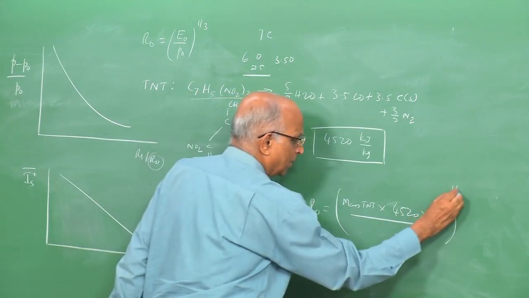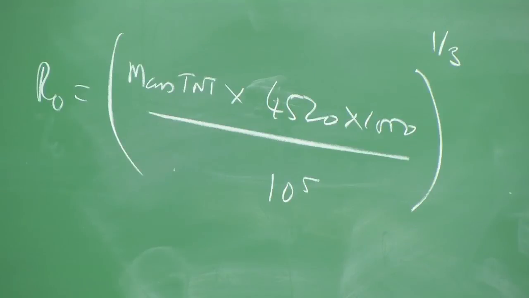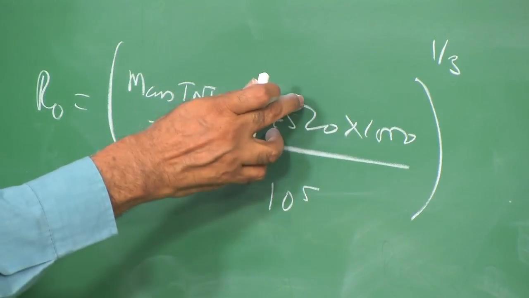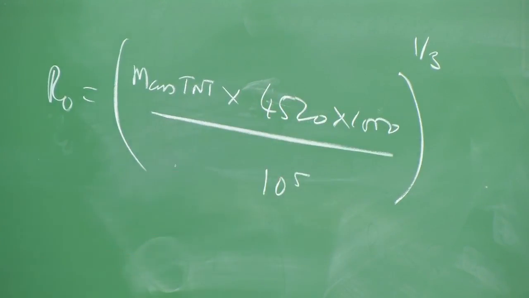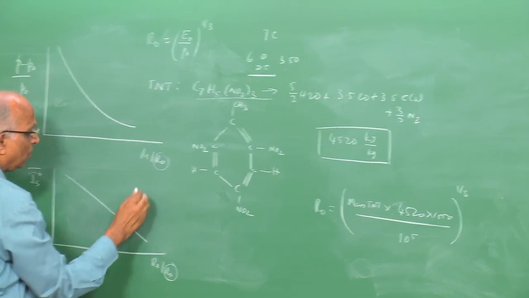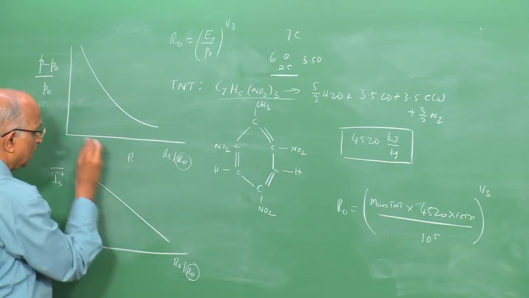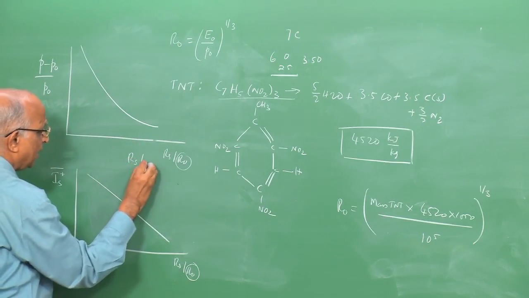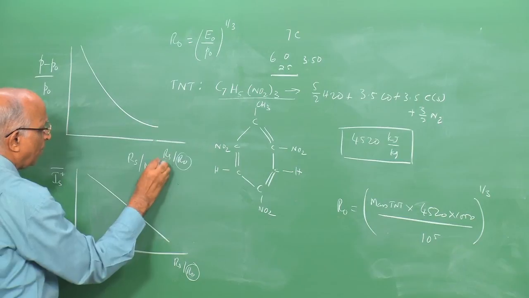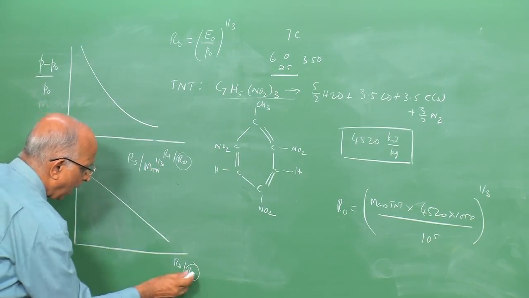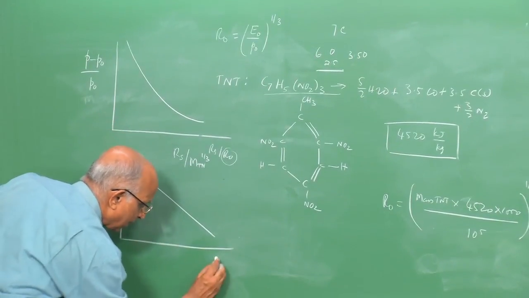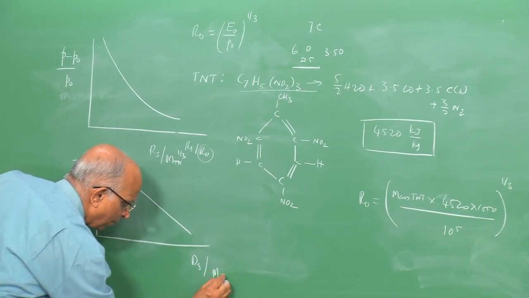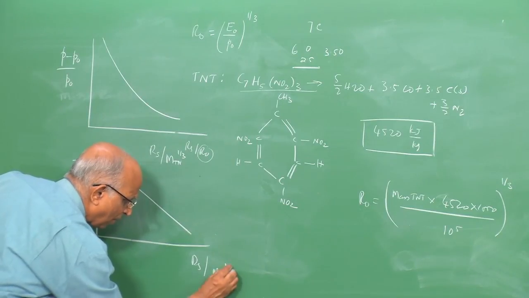to the power 1 by 3 becomes my R naught. All these things, 4520 is a constant heat release, 1000 is a constant number, and this is ambient pressure, 10 to the power 5 Pascal. Therefore I can also write Rs by R naught over here. I can also change the scale suitably. I can write it as mass of TNT to the power 1 by 3. Instead of writing Rs by R naught, I can write it as Rs divided by mass of TNT in kilograms to the power 1 by 3.